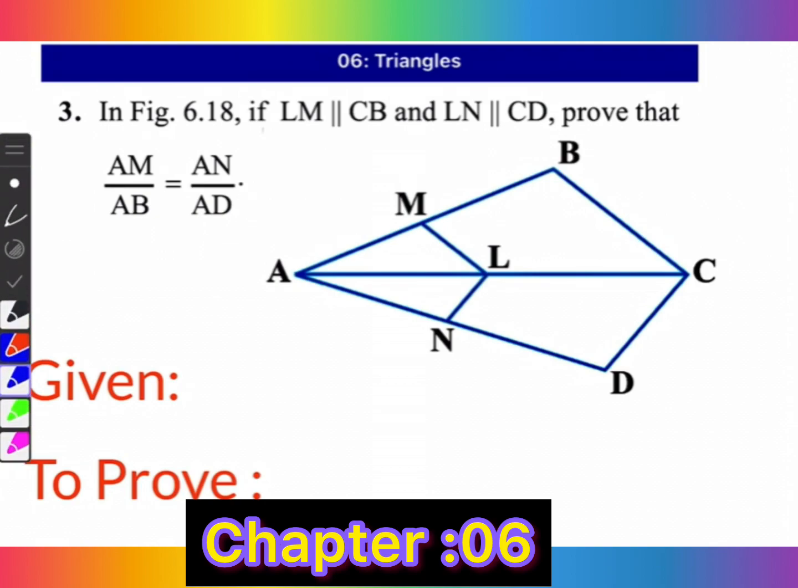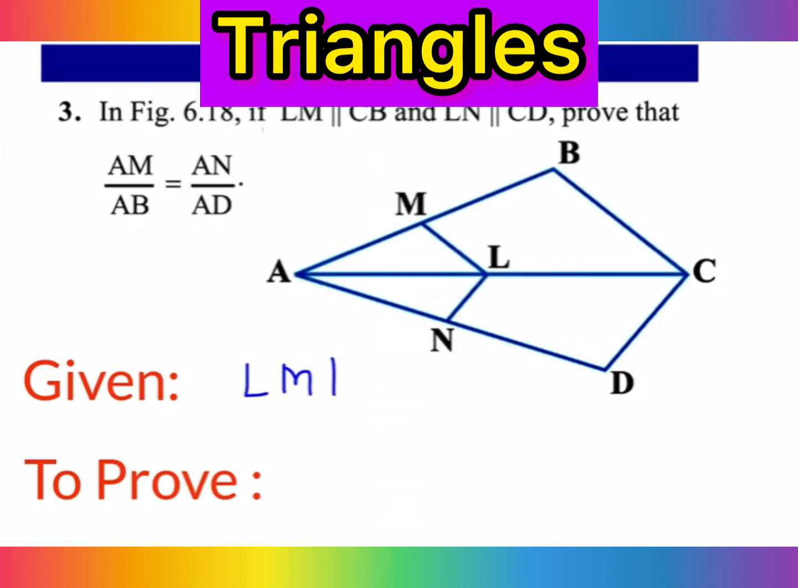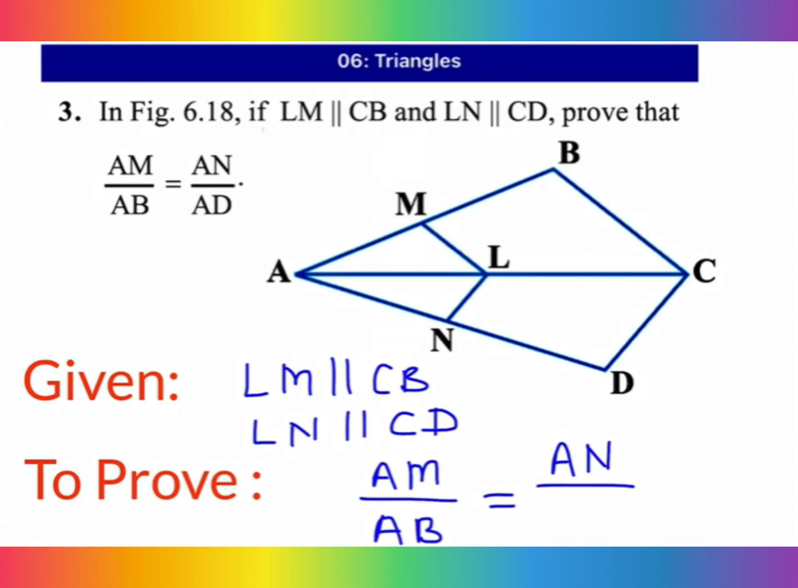First of all, you will write the given things. Here it is given that LM is parallel to CB, and the second thing given is that LN is parallel to CD. Now to prove what is required: AM divided by AB equals AN divided by AD.